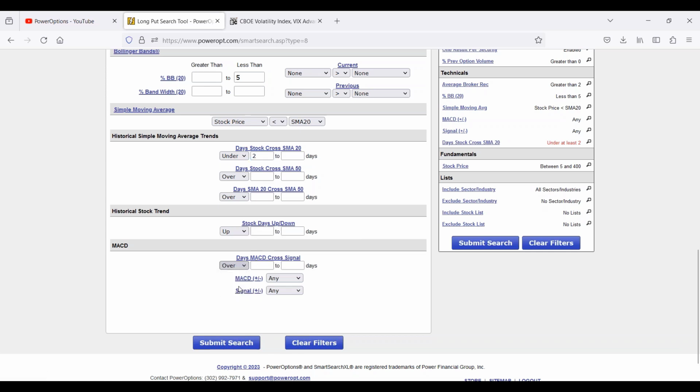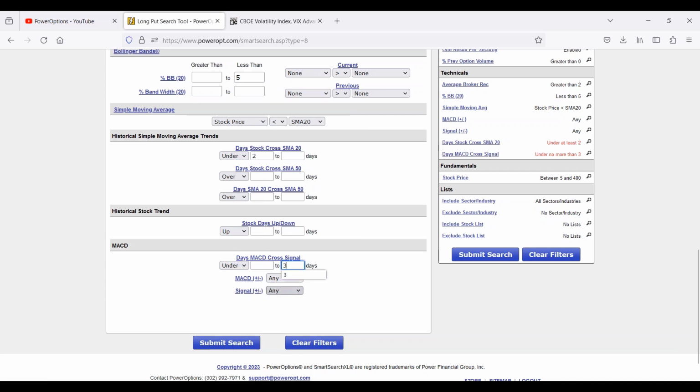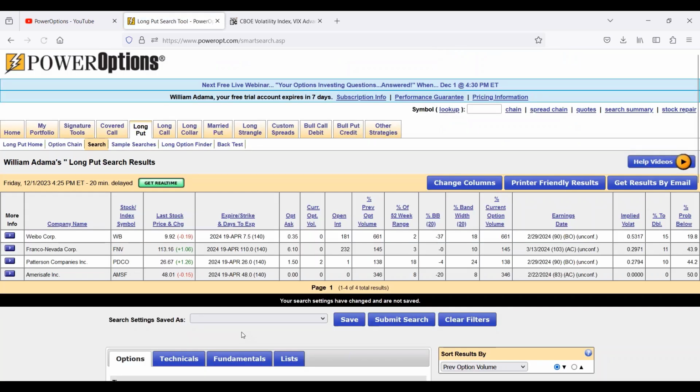And I also want the MACD cross signal to have crossed within the last 3 days or so. Now, that's highly subjective, and I'm not going to be surprised here if we see no results that match this criteria. It's very, very specialized. All right, but we've got four: WIBO, Franco-Nevada, AmeriSafe, Patterson Companies.